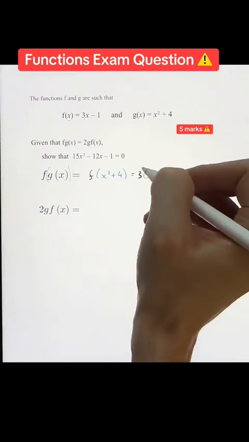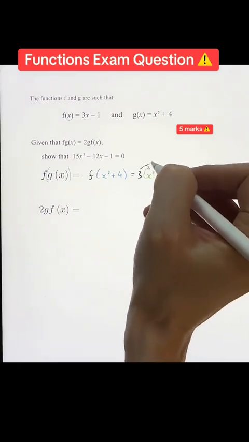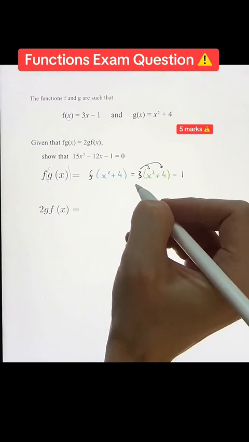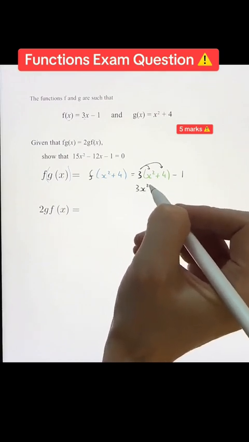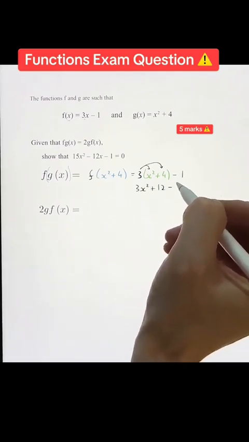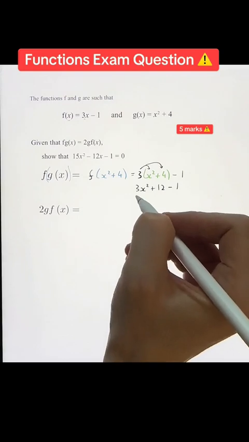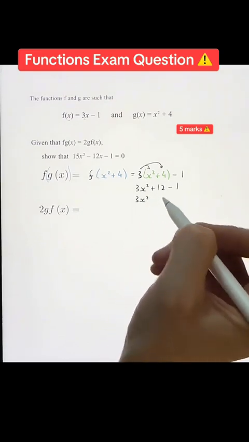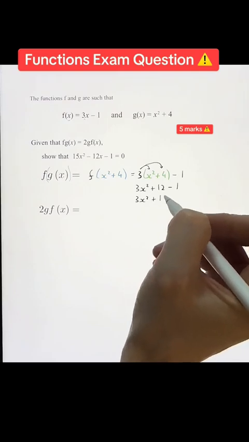Expanding my single bracket, whatever's outside, we multiply by each term directly inside. So 3 times x squared gives us 3x squared. And 3 times 4 gives us 12. And I've still got the negative 1. Simplifying, collecting like terms, I've still got the 3x squared. I know 12 subtract 1 will simplify to give us plus 11.